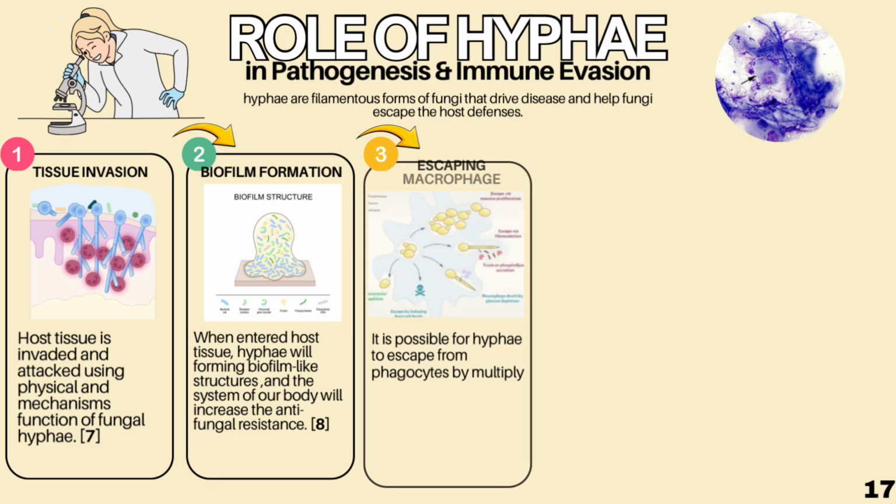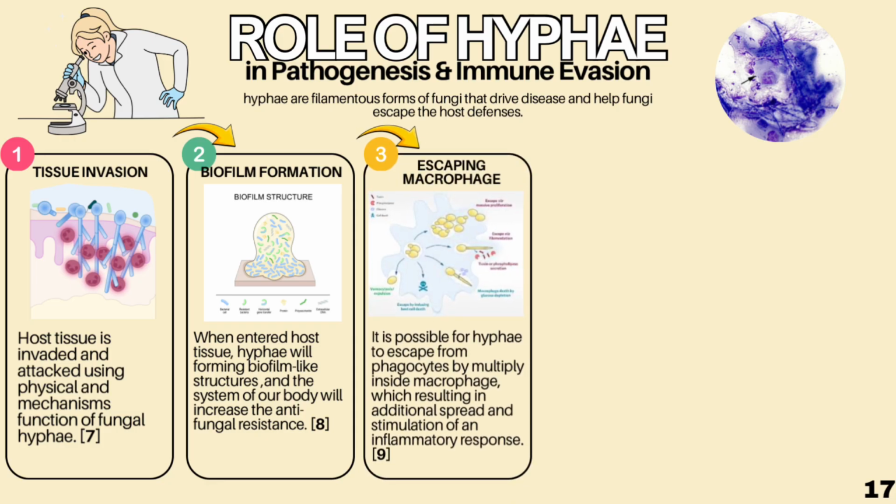The third role is escaping macrophage. So macrophages usually kill fungi by engulfing them through a process called phagocytosis. However, some fungi can survive after being engulfed. So how do they survive? They have a few tactics, but I will simplify it.